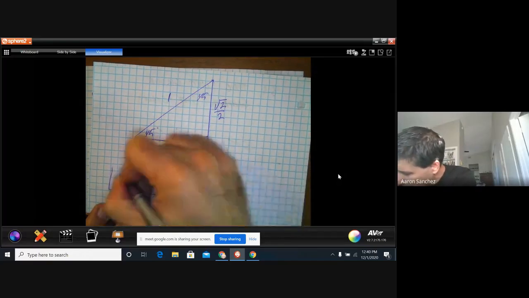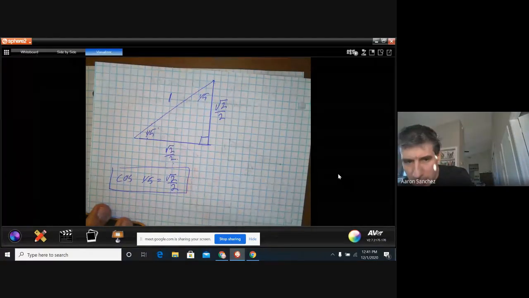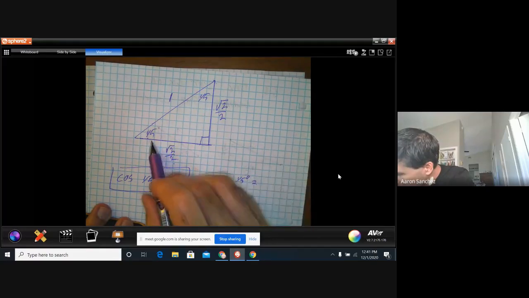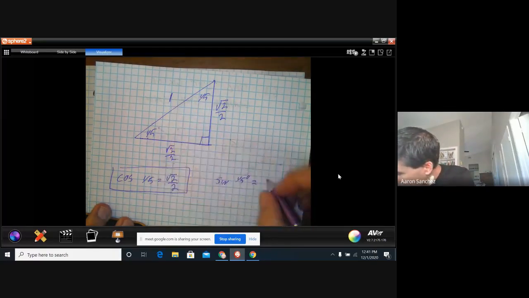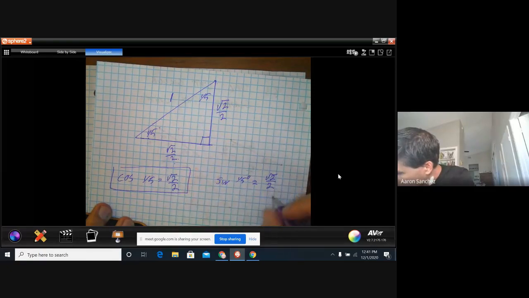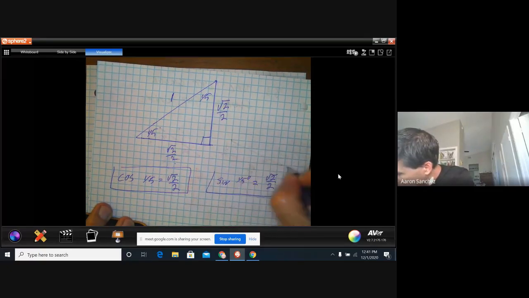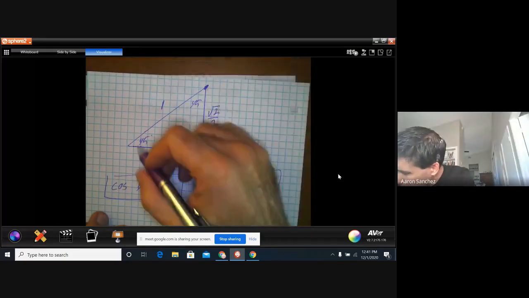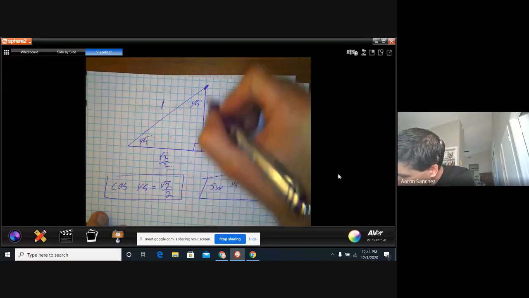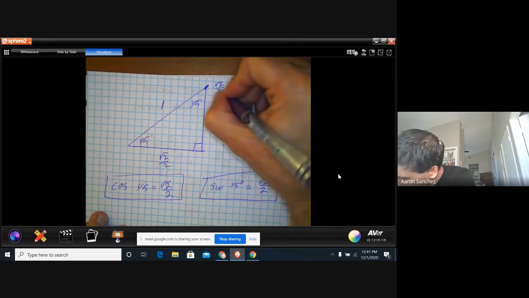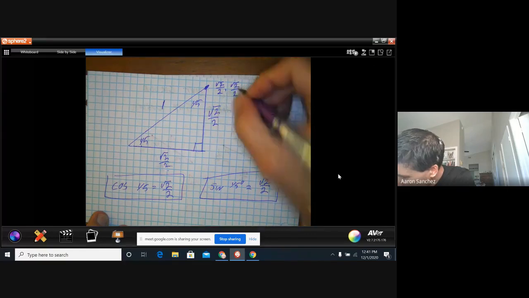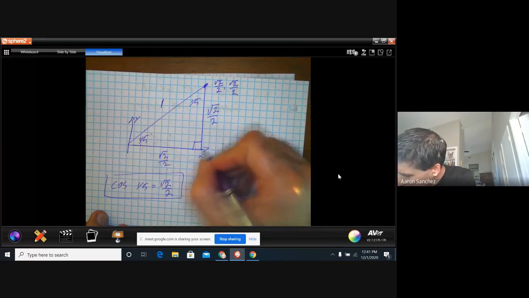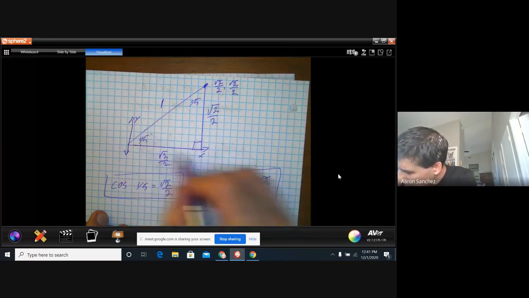So cosine of 45 degrees is root 2 over 2. And then sine of 45 degrees is going to be opposite over hypotenuse, which is root 2 over 2 divided by 1, which is root 2 over 2. And again, these coordinates would be, I'd go x this way, y that way, root 2 over 2, root 2 over 2. If this was a coordinate plane, my y-axis, my x-axis, and then we get this root 2 over 2, root 2 over 2.